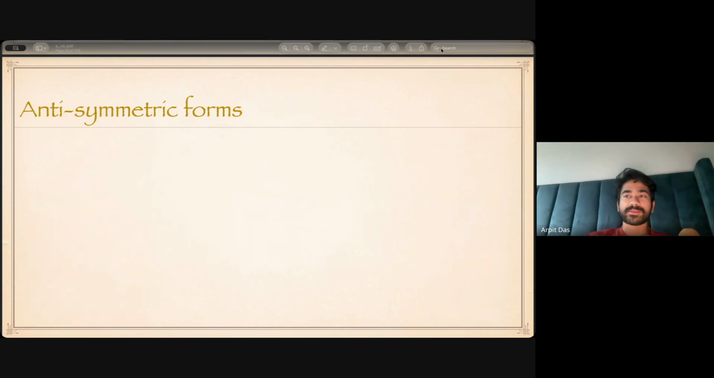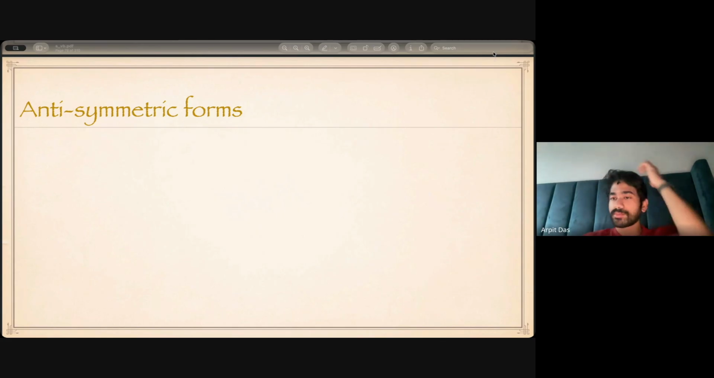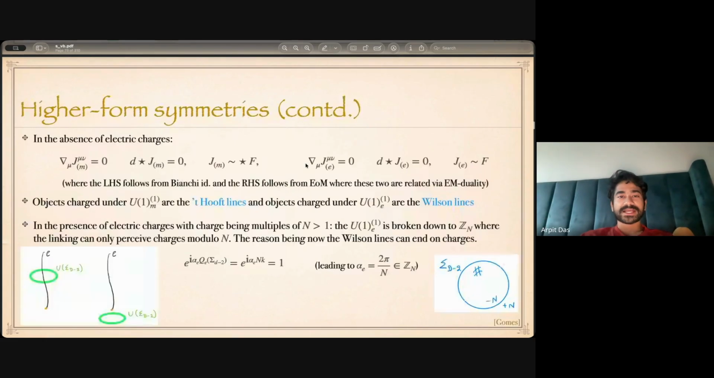Then let's talk a bit about the importance of antisymmetric forms or differential forms in this picture. So I was always able to write down a differential form equation for these symmetry operators. But crucially, I was using one feature, and that feature was exactly this thing, that whenever I wrote down this conservation, these indices were antisymmetric. And why did I take it? Now let me clarify that.